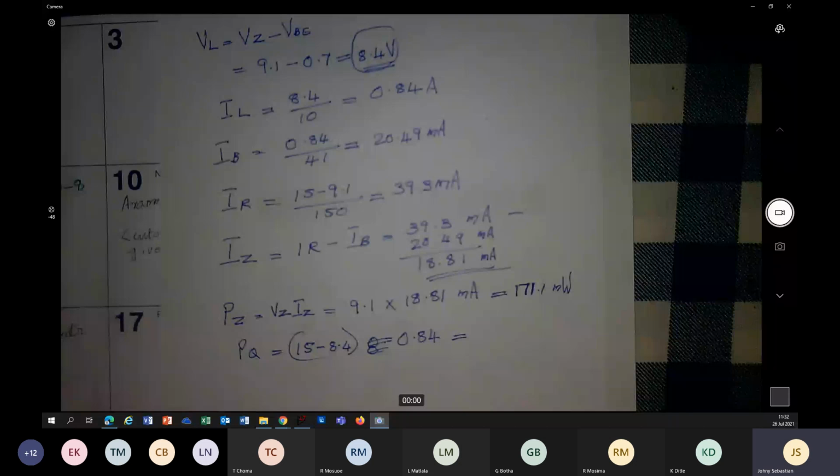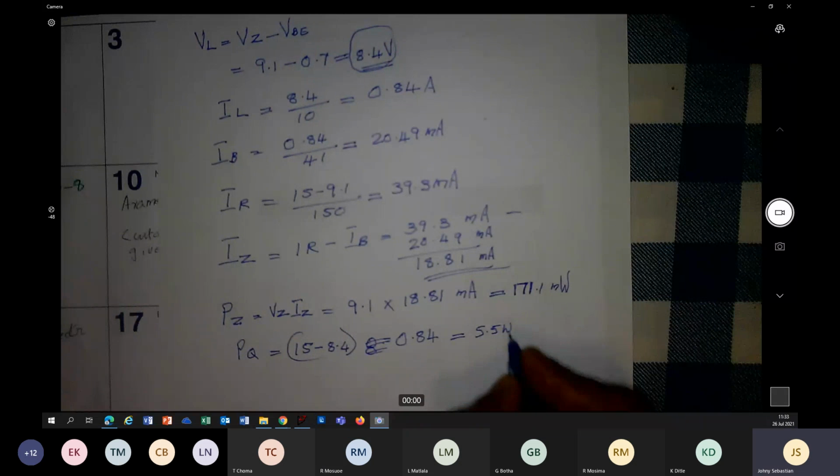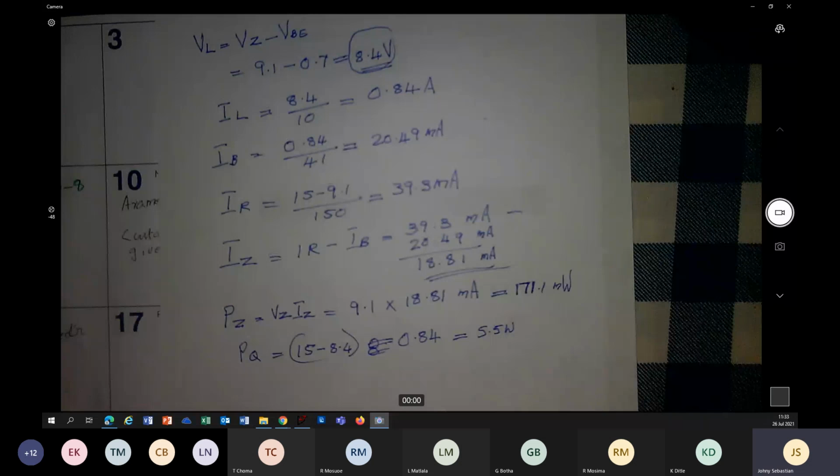What is the power consumed in the Zener? So I got 5.5 watts. Somebody confirm it, please. Yes, it's correct. Okay. So we worked out the problem. We worked out the power consumed in the Zener as well.